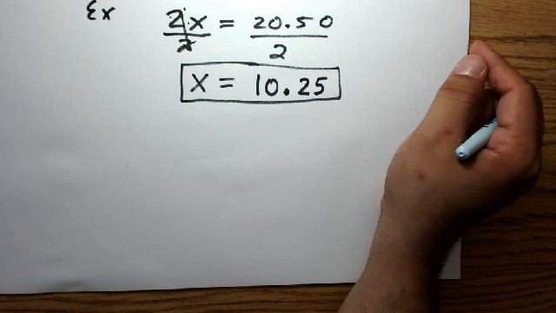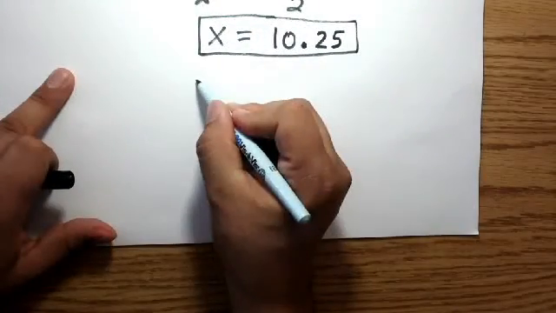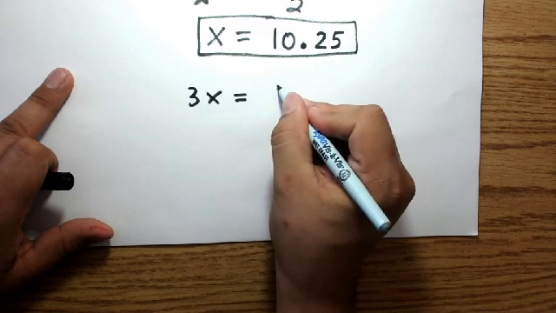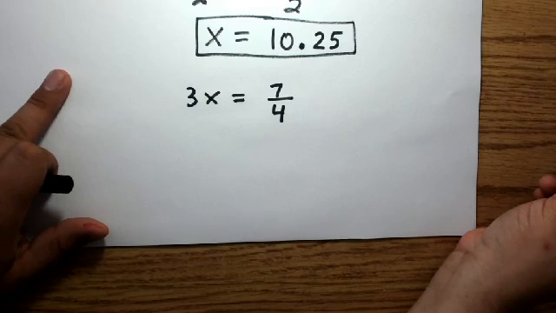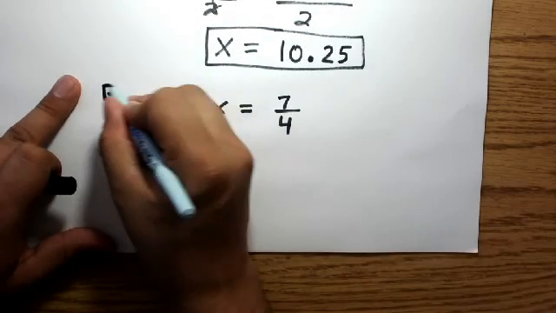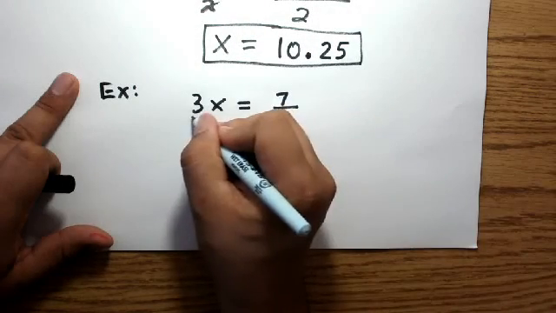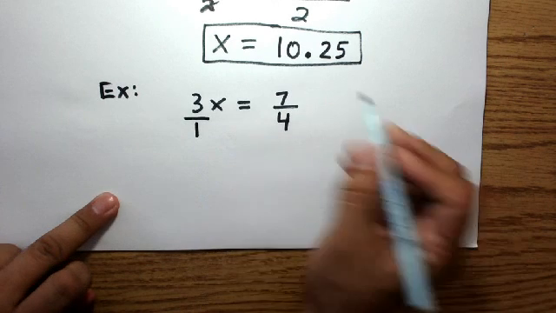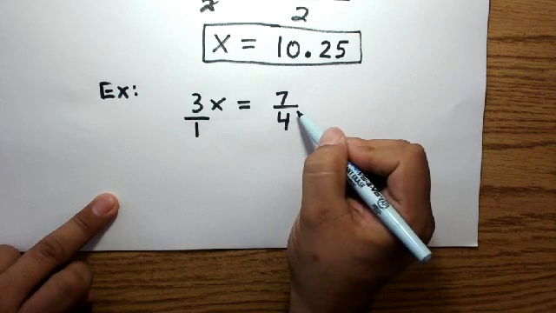But, for example, if I give you something like this, let's say I put 3x equals 7 over 4. Would I put it over 1 now? Yes, I could put this over 1. Why do I want to write this one over 1 now? Because there is a fraction on this side. Do you all understand that?